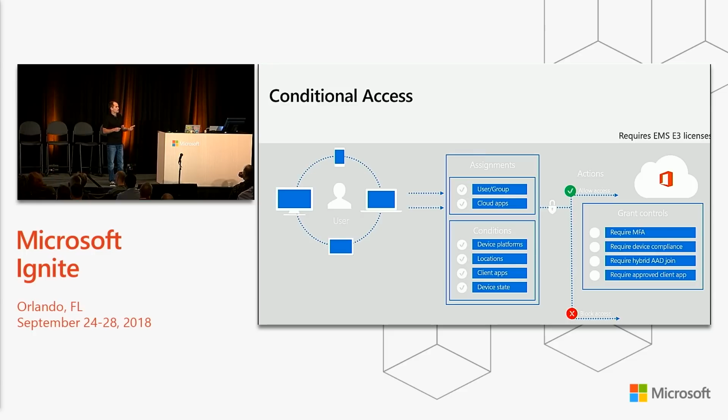Are they using iOS, Android, Mac, Windows? What IP address are they connecting from? What client app are they using? Are they using a modern authentication-capable client? Are they using a web browser? Are they using ActiveSync? Or are they using a basic authentication client like POP or IMAP? And then based on that, we can define an action. Are we going to block access outright, or are we going to allow access? And if we allow access, we can do things like require multi-factor authentication, or we can require device enrollment, or we could require that they use a particular app.